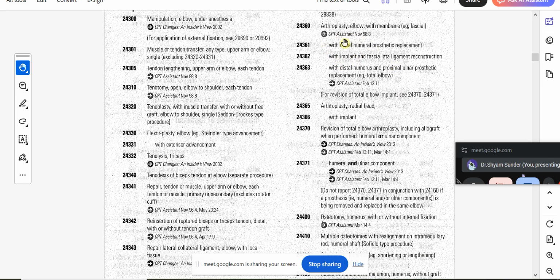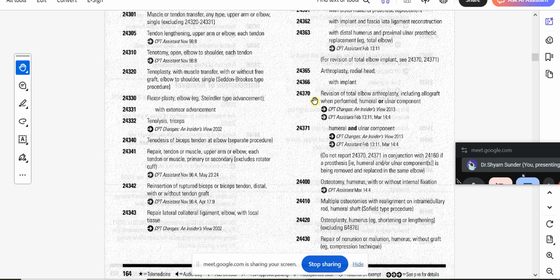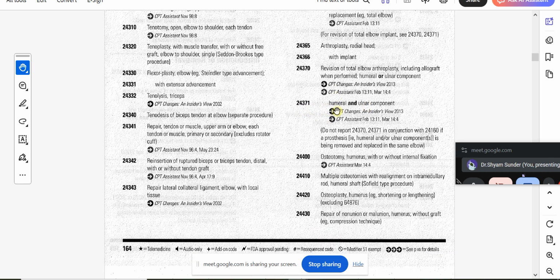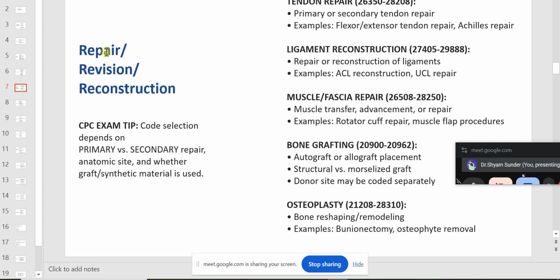Initial replacement of elbow joint, these codes. But what happens after 1 year, 2 years? Sometimes there is a problem with the implant. Maybe you get infection or dislodgement, pain. That's when you have to do revision. 24370 revision total elbow arthroplasty, or one component 24371. So this is how your repair codes are arranged, including joint replacements.